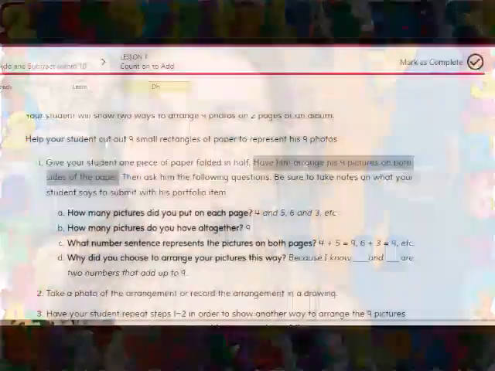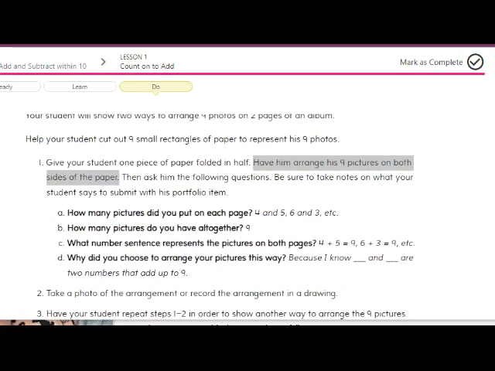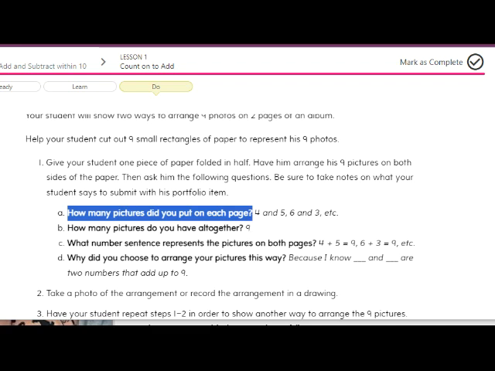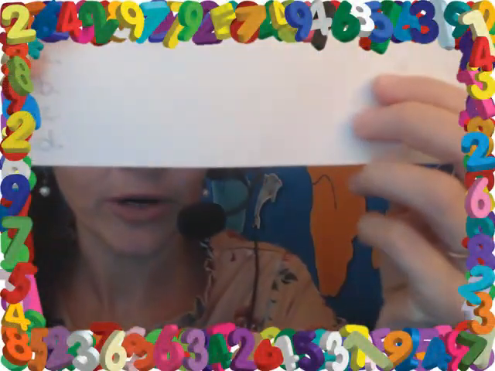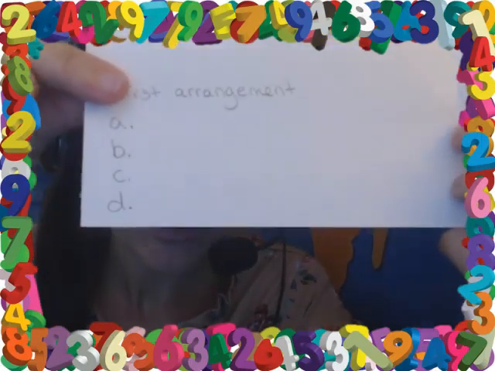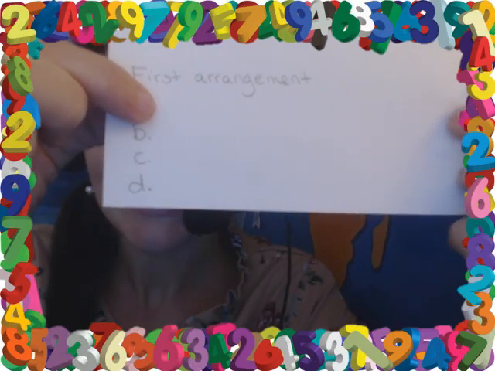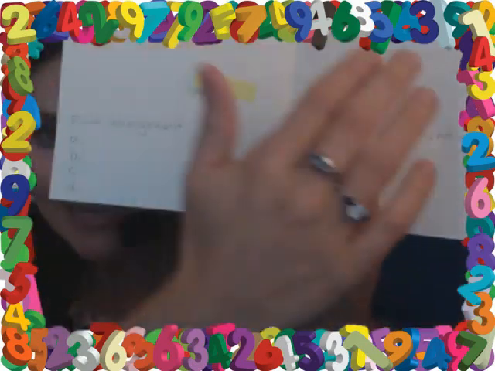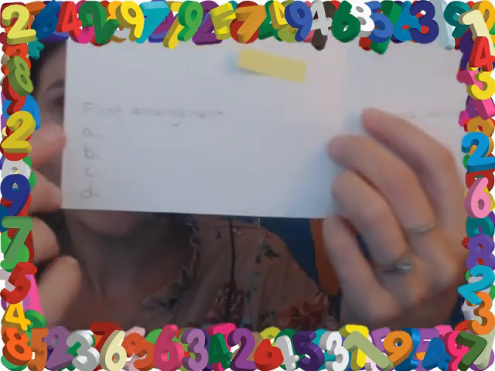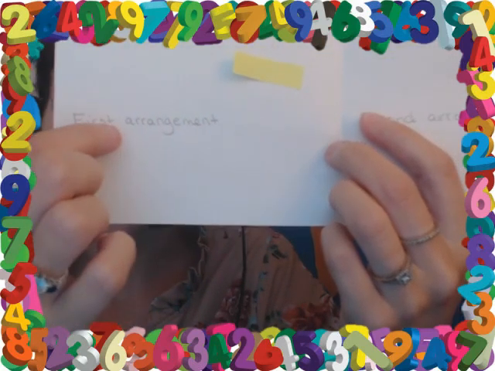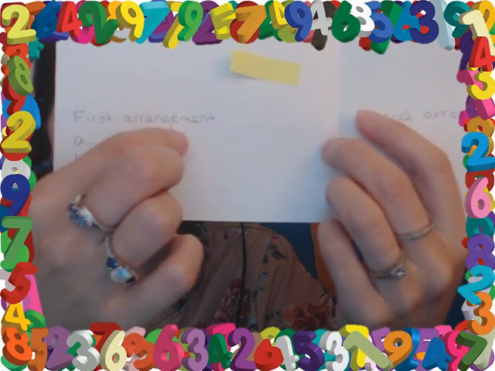After you do your first sort, you're going to have your parent or caretaker ask you these questions. How many pictures did you put on each page? So down at the bottom of my sheet, I wrote the word first arrangement. Now, your parent or caretaker can do this for you. And the letters A, B, C, and D. For A, your answer would be how many rectangles are on one side and how many are on the other side. So an example would be 4 and 5, 3 and 6, 9 and 0, however you arranged your rectangles or your pictures.